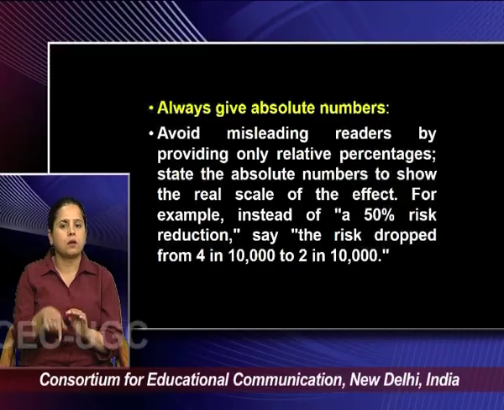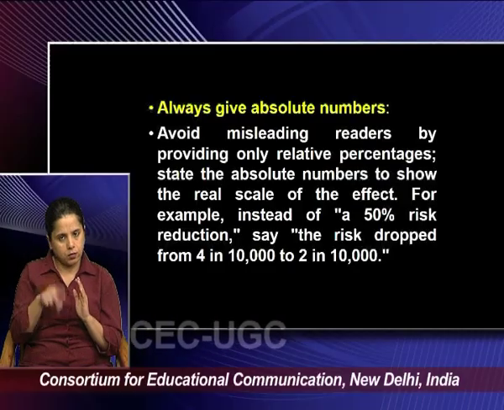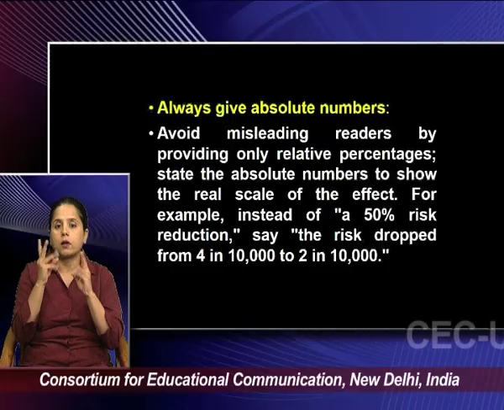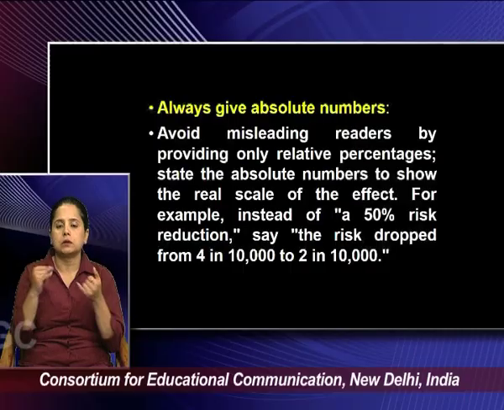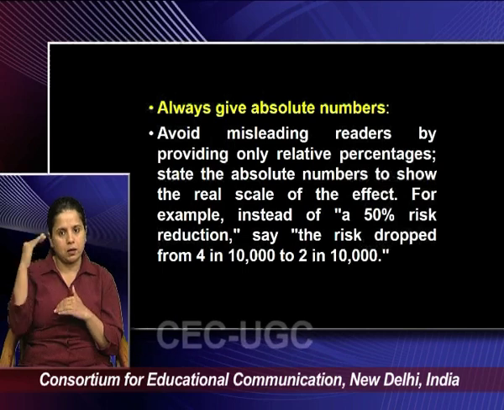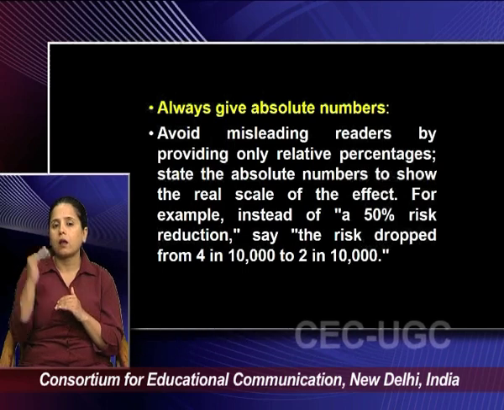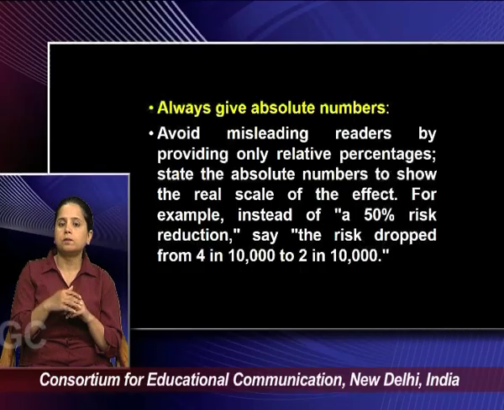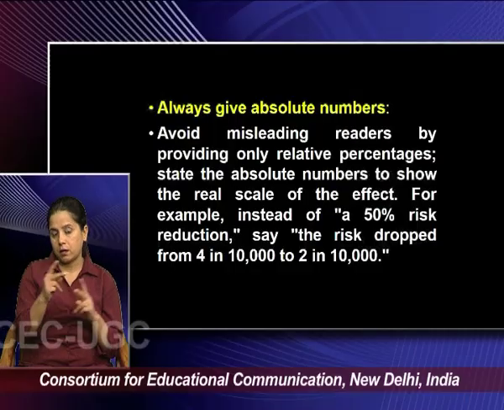Avoid misleading readers by providing only relative percentages. State the absolute numbers to show the real scale of the effect. For example, instead of a 50% risk reduction, say the risk dropped from 4 in 10,000 to 2 in 10,000. So, like that you can easily explain your things.